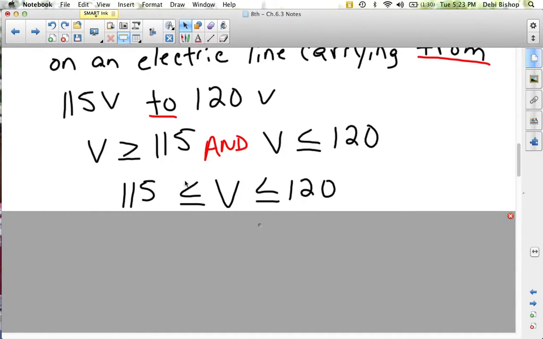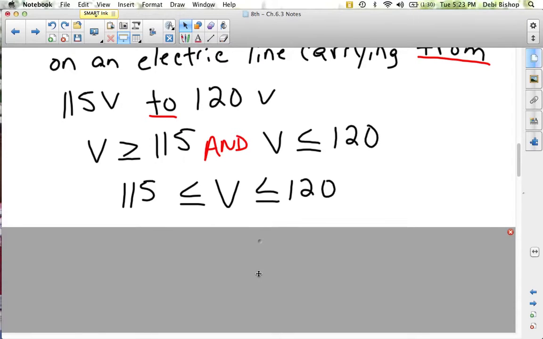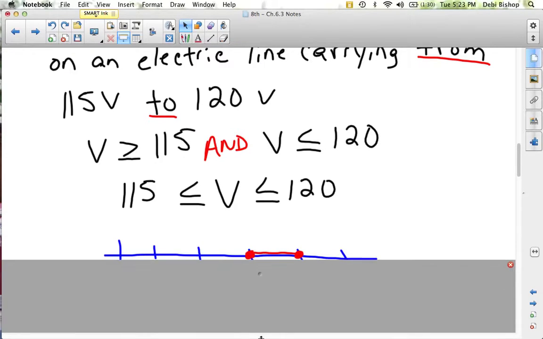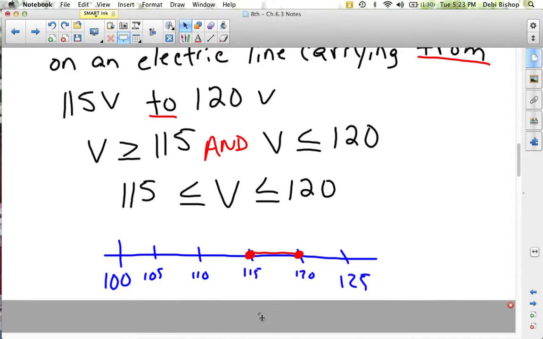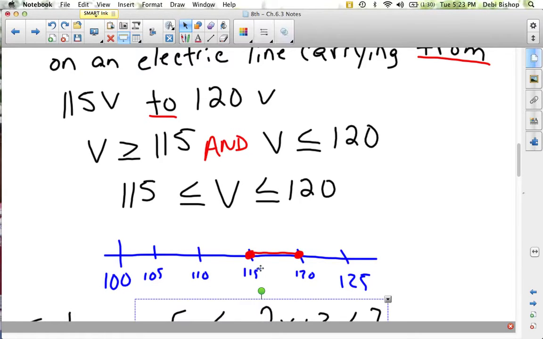So combining them. Now remember, if you look here, you have volt is greater than or equal to, but when I switch where my variable is, I need to switch my inequality symbols. And then if I were to go and graph this, I write my number line, and I have 115 and 120. So I know that it has to be less than or equal to 120, solid dot, and greater than or equal to 115. So I know this is my only range of where my electric line is being carried for my refrigerator.